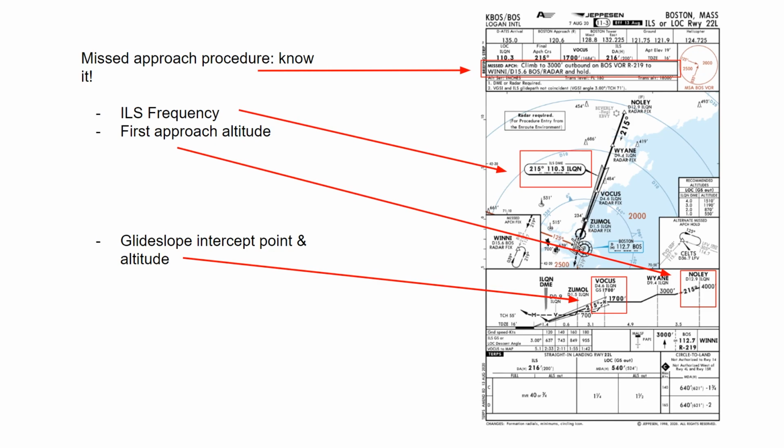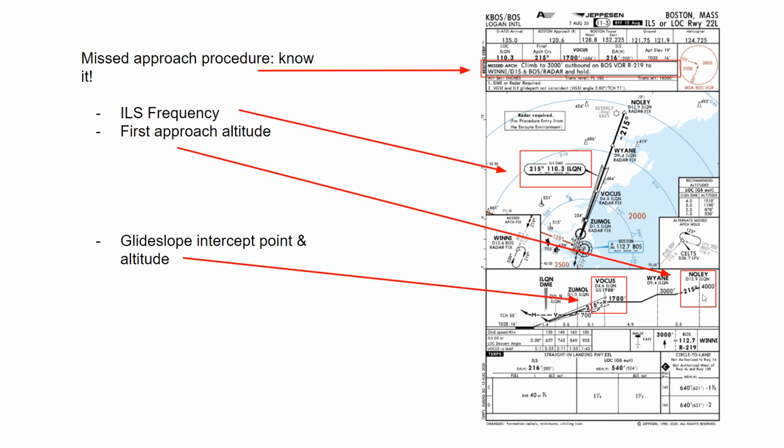The RNAV, and I'm just talking about Microsoft Flight Simulator, you just put your approach in. Yes. So the RNAV, you go based on your GPS waypoints, if that makes sense, right? The RNAV is pre-programmed, and it essentially looks the same. But the RNAV basically goes, when you cross Noli, you want to be at 4,000. When you cross Wayane, you want to be at 3,000. When you cross Vocus, you want to be at 1,700. Zumal at 700. Stuff like that.